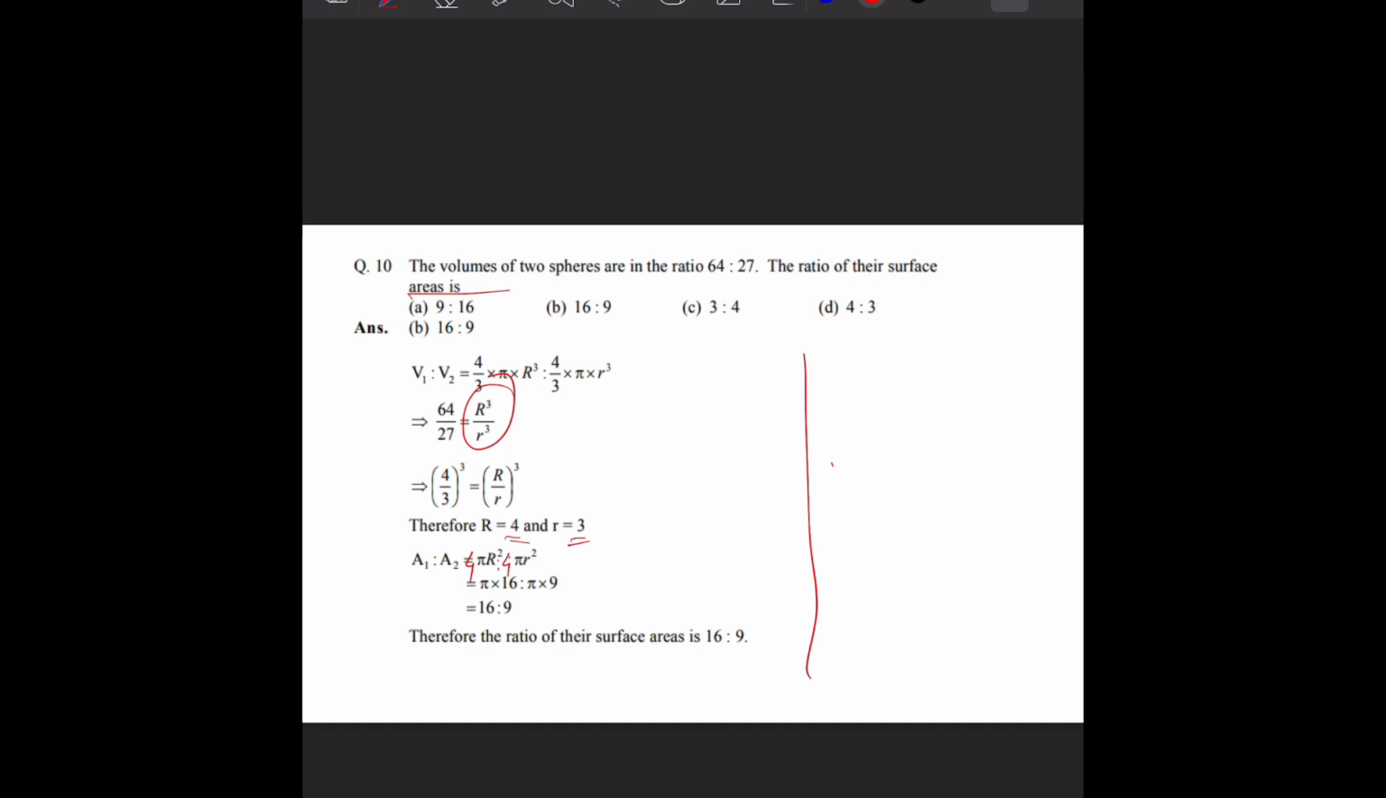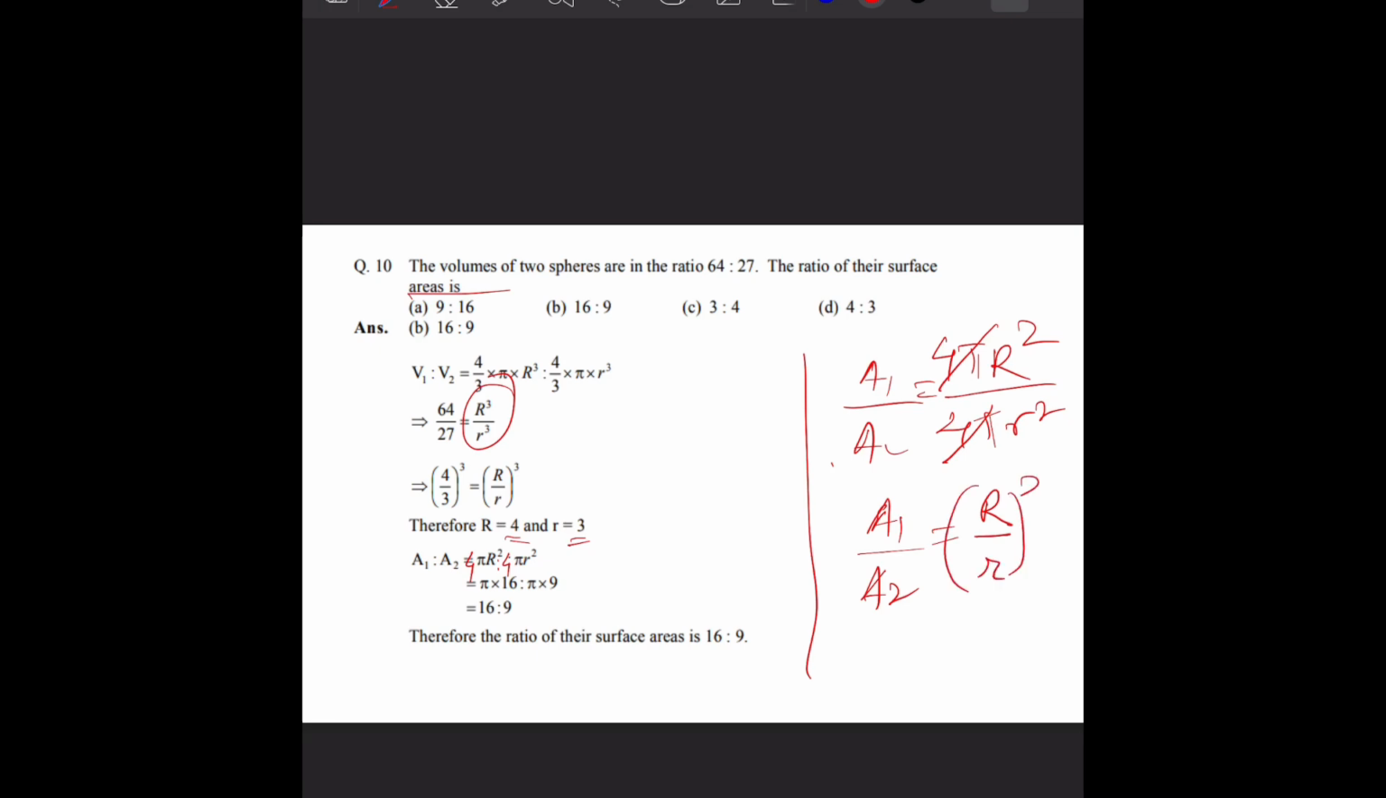4 pi r square. A1 upon A2 is equals to 4 pi capital R square upon 4 pi small r square. 4 pi cancel. We get area 1 upon area 2 is equals to capital R upon small r का complete square. Do we have capital R upon small r का value here? That is 4 by 3. 4 by 3 का square is 16 upon 9. So this is a correct option and the option is option B.